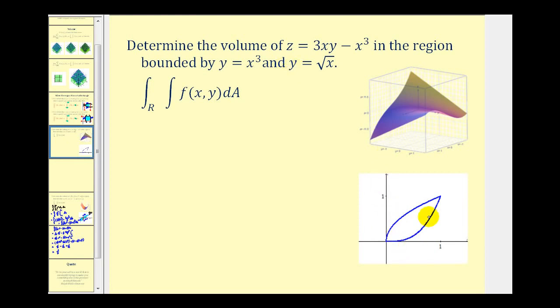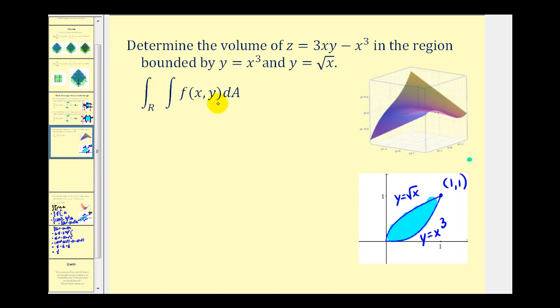Taking a look at this graph here below, this would be the graph of y equals x cubed, and this piece here would be the graph of y equals the square root of x. Notice the point of intersection would be the point 1, 1. When x is equal to 1, y is equal to 1 for both of these equations. So the region of integration is this region here.